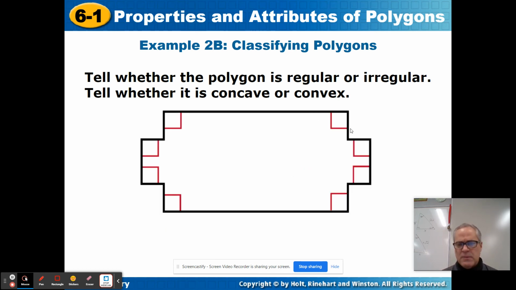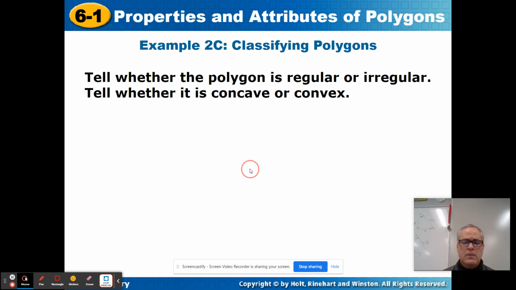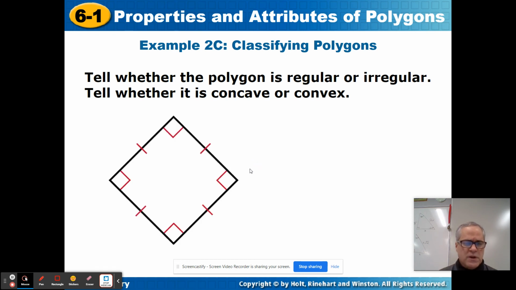Next one. Notice the sides are not the same length. Irregular. All the angles look like they're almost the same, but it doesn't really matter at this point, right? So this is irregular. Actually, this angle right here would be the same. And it's concave because this side or this part of the figure is caved in. Okay, this one, notice all the sides are the same, all the angles are the same, so it's regular, and it is convex.